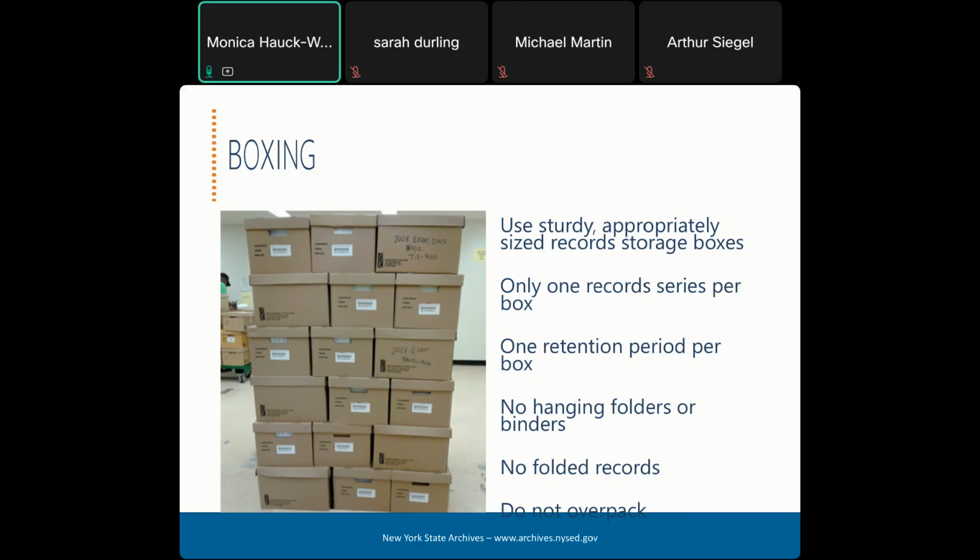If for some reason you can't fill a box halfway or two-thirds of the way full with a single series, you just don't have enough records of that series retention period, talk to State Archive staff. We can help you strategize on a different process for identifying what's in the box and making sure space is used efficiently.